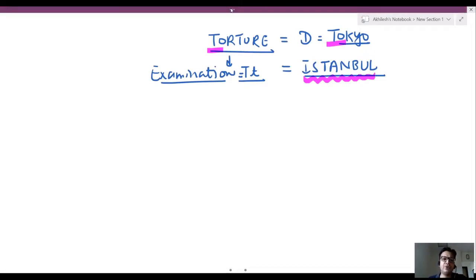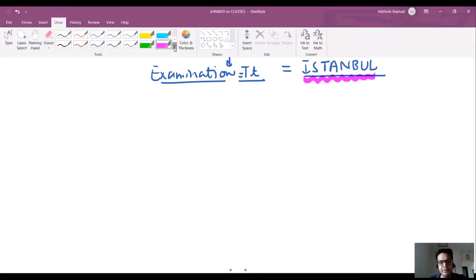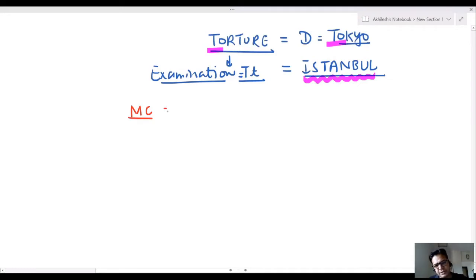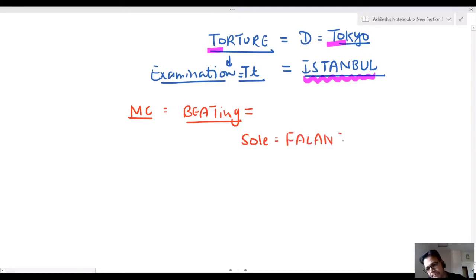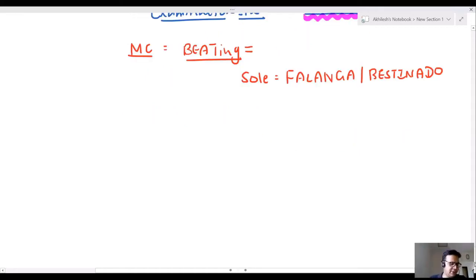Now, sir, what are the types of torture? Most common torture is beating. If you are beating someone, this is the most common torture. Beating on the sole is known as phalanga. Phalanga is also known as bastinado.